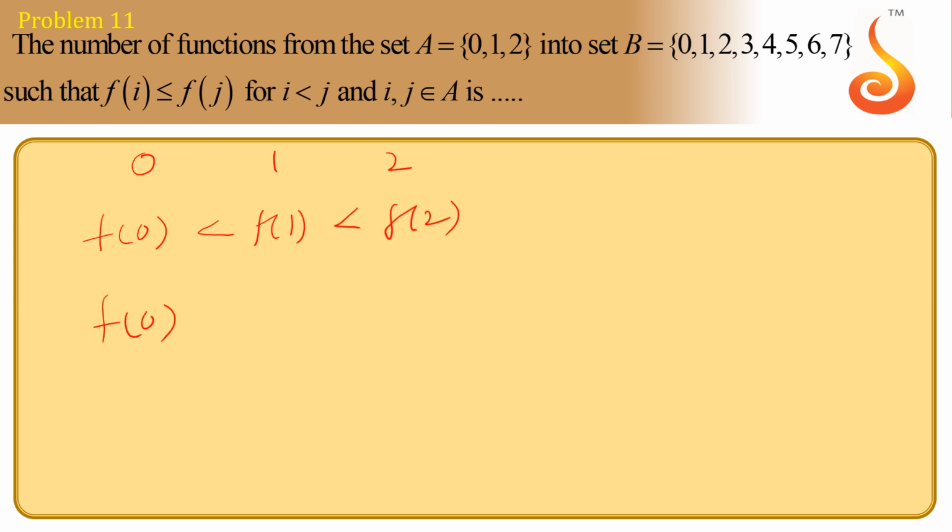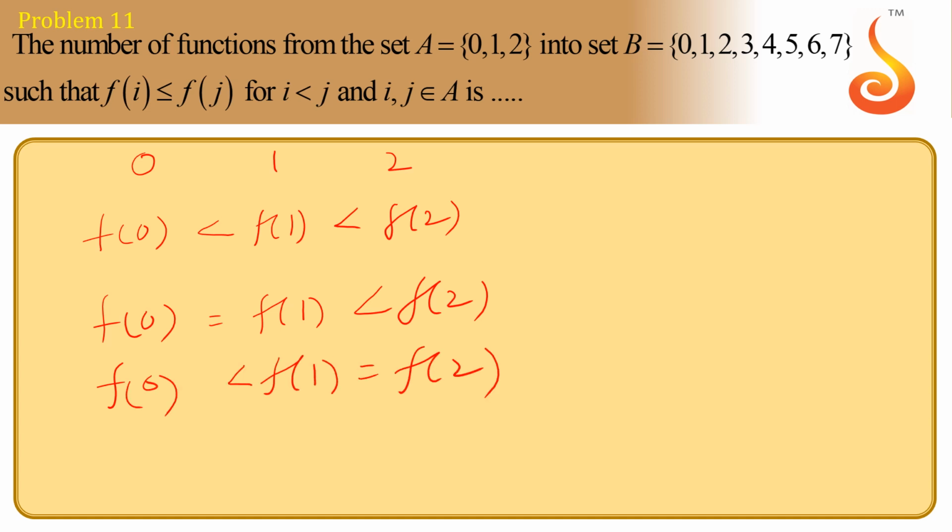What is the other chance? f of 0 equal to f of 1 but less than f of 2 I can have. Or I can have f of 0 less than f of 1 but equal to f of 2. Or I can have f of 0, f of 1, f of 2 all equal. So these are the 4 possible ways.